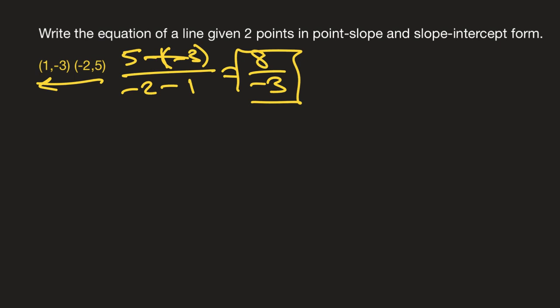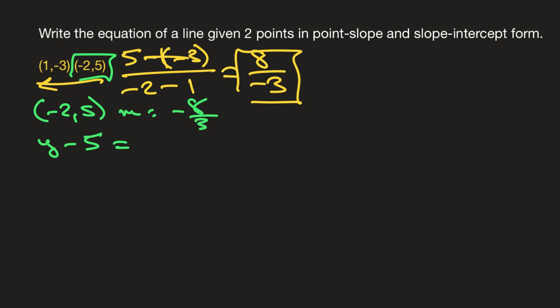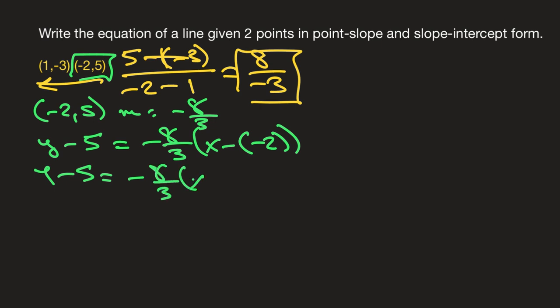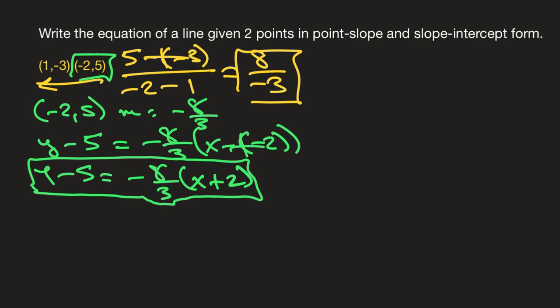We are going to use the second point. So -2, with a slope of -8/3. Y minus 5 equals -8/3 times X minus -2. Y minus 5 equals -8/3 times X plus 2. Minus a negative becomes a positive. There is my point slope form. Okay?